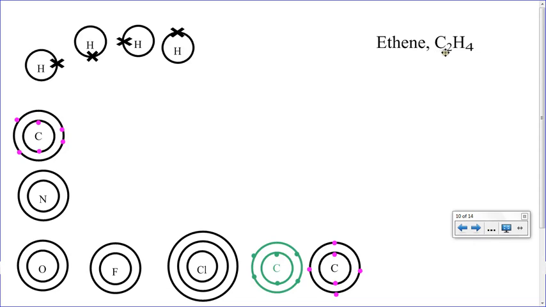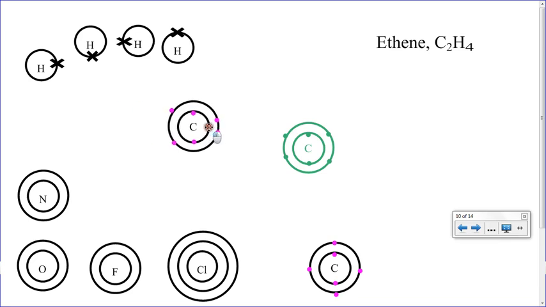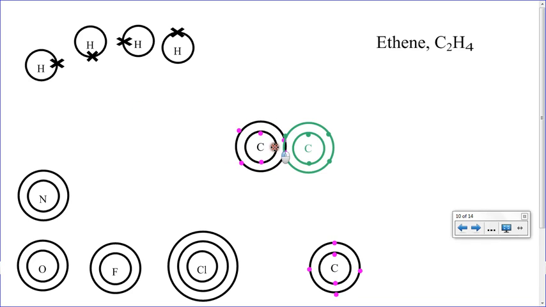Ethene, slightly different. Again, it's got 2 carbons, but this time they're double bonded together. So this was the carbon I used last time for single bonds, where I've got the electrons at the corners. But with the carbons here, I've moved these around a little bit so I can try and show the double bonding. So there are my 2 carbons with a double bond. Carbon, double bonded to a carbon. Now there are only 4 hydrogens, so there are 2 for each carbon atom.